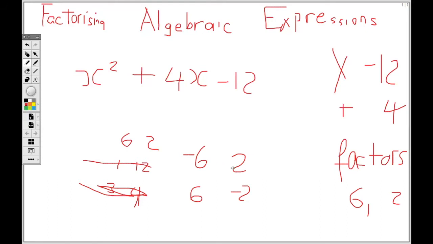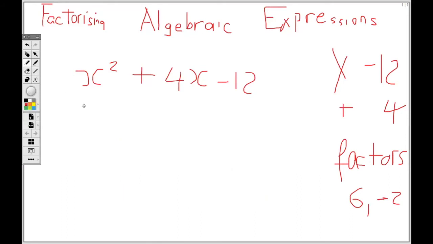Which one of these combinations will add to give us positive 4? Negative 6 times 2 is negative 12, and 6 times negative 2 is also negative 12. So both of these combinations multiply to give you negative 12, but only one of them adds to give you positive 4. It has to be the second combination, because 6 minus 2, or 6 plus negative 2, will give us positive 4. So the factors are 6 and negative 2.